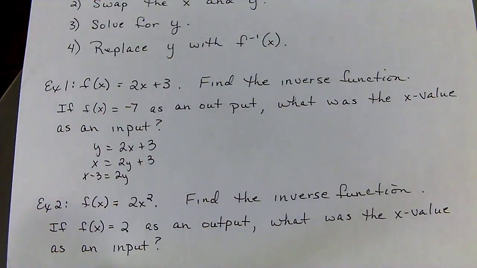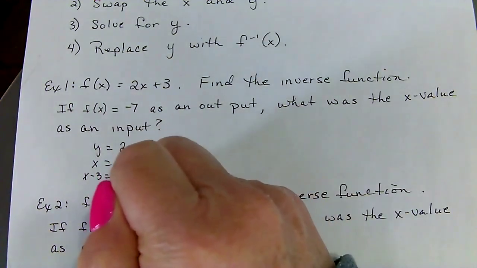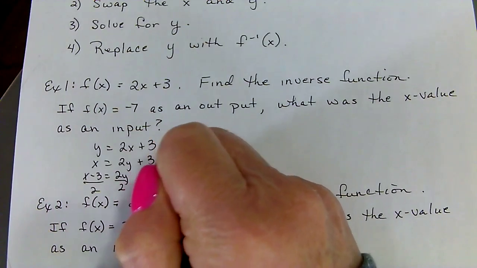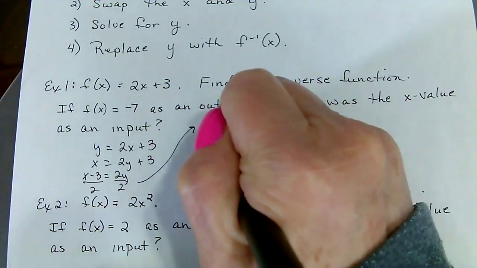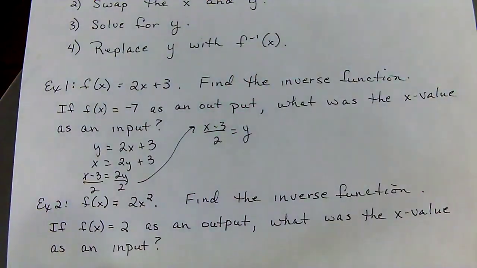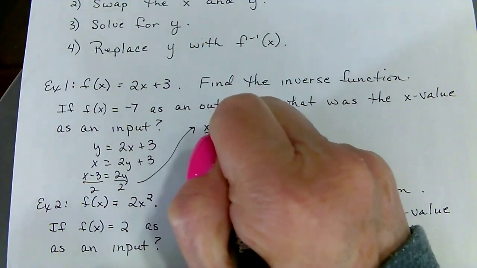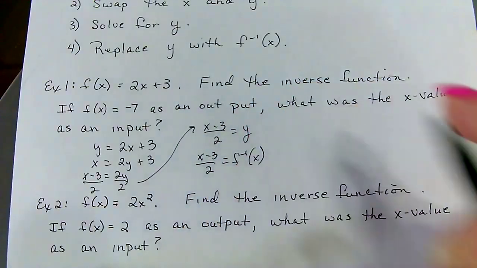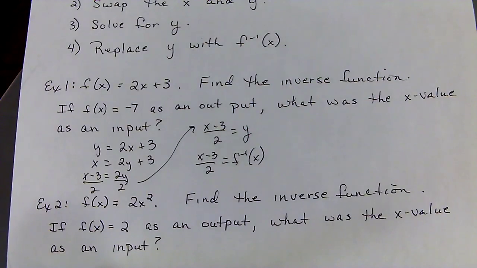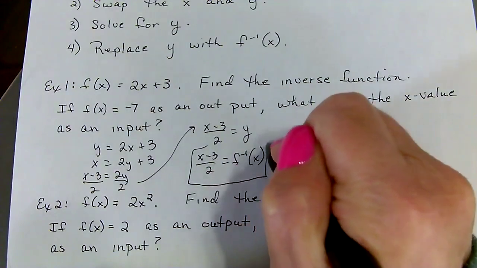And then since they took 2 times y, I'm going to divide by 2. And I'm going to bring my answer up because I've run out of room. So we're going to say x minus 3 divided by 2 is equal to y. Step 4, replace that y with f inverse. So I'm going to say x minus 3 divided by 2 is equal to the inverse of f. Okay, this is our inverse function.